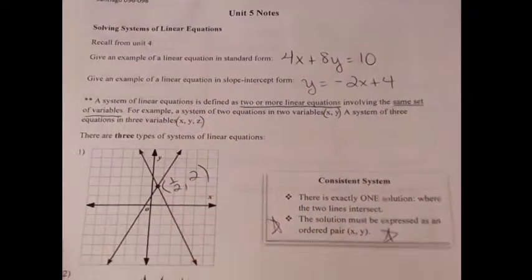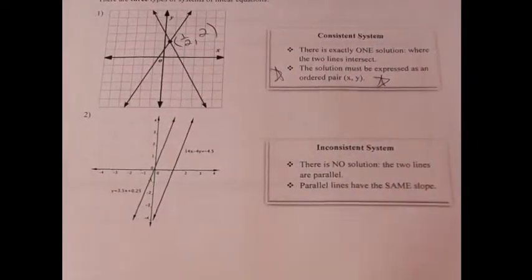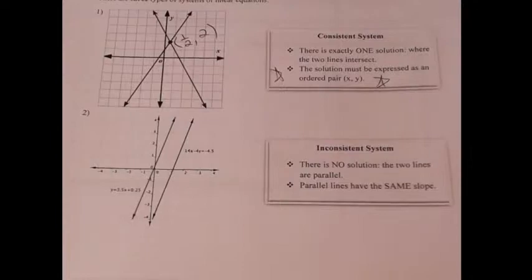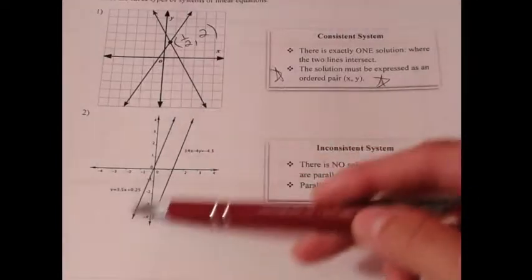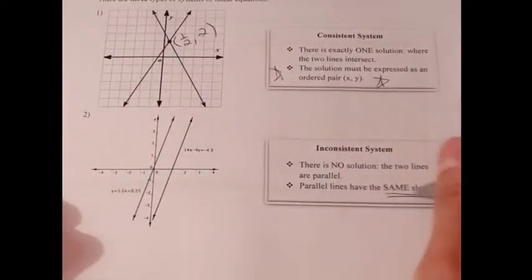Our next type of system of linear equations is something called an inconsistent system. Notice here that our two lines never intersect. We know what kinds of lines we have when they never intersect, and that is parallel lines. When two lines are parallel, they have the exact same slope.